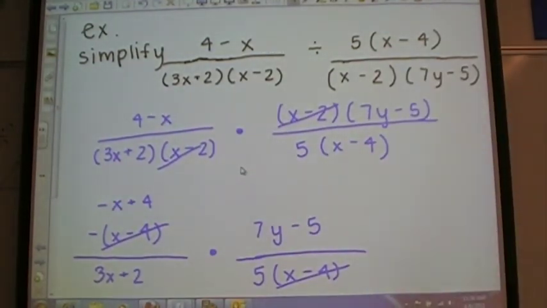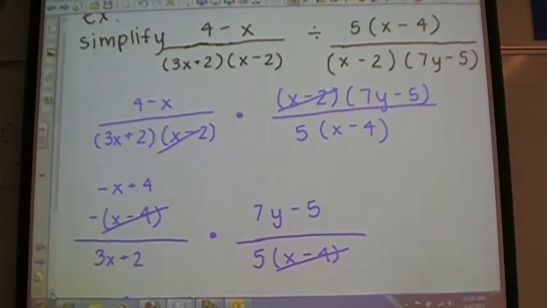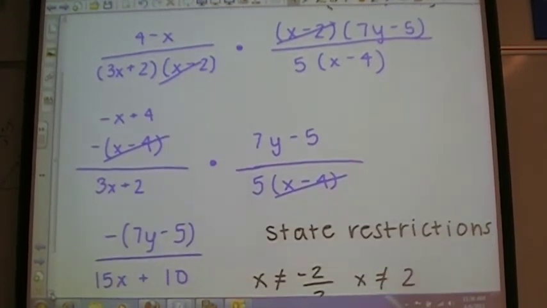Let me show that to you. There's your final answer. Negative 7y minus 5 over 15x plus 10. If you want to leave it as 5 times 3x plus 2, that's fine. That's what you just asked on the last problem. Yeah, you can do that. Alright, does everybody understand how I got to there?